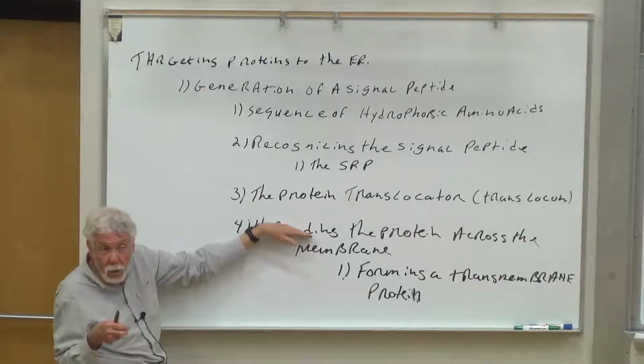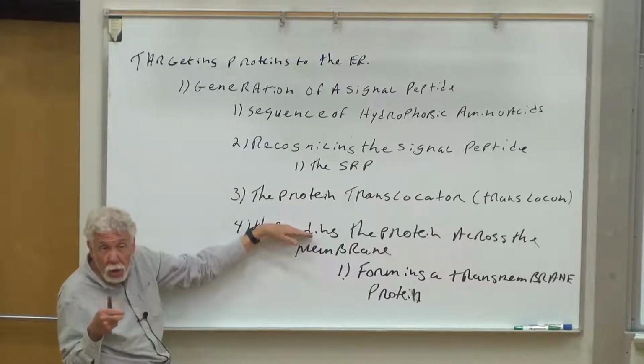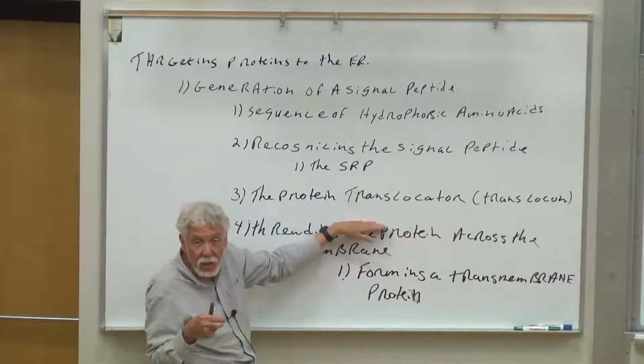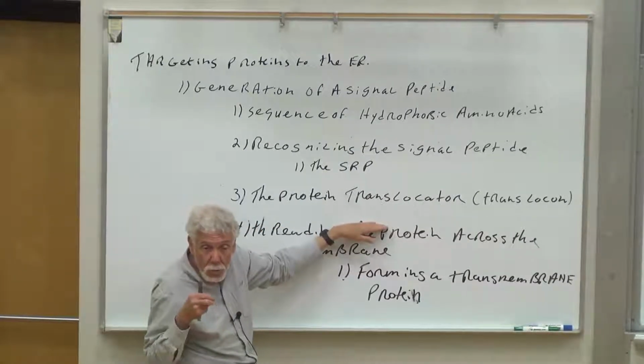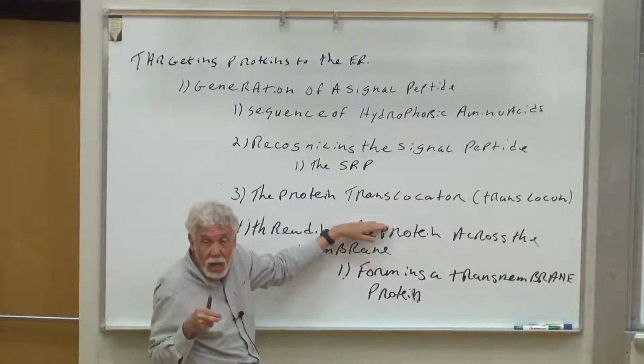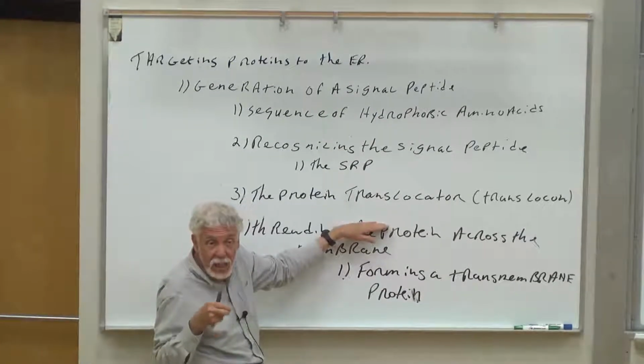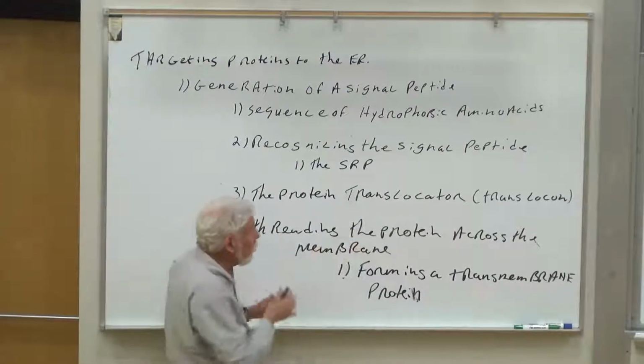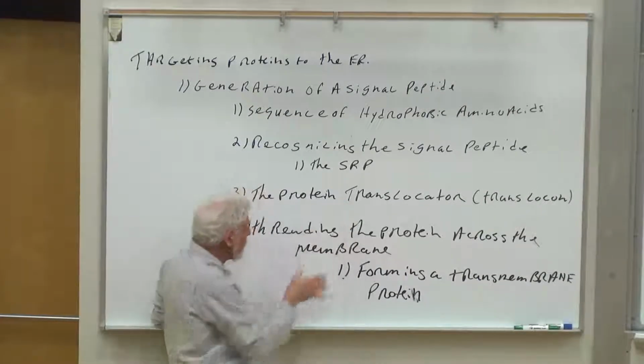And then when the rest of the protein, all the way out to the carboxy terminal, ends up in the lumen of the ER, then we cut off that part that was bound to the translocon. And now we have a free protein inside the lumen of the ER. And we'll draw how that gets done.